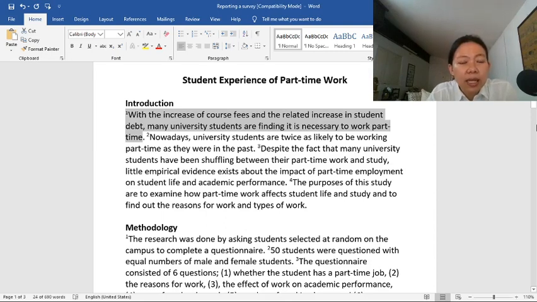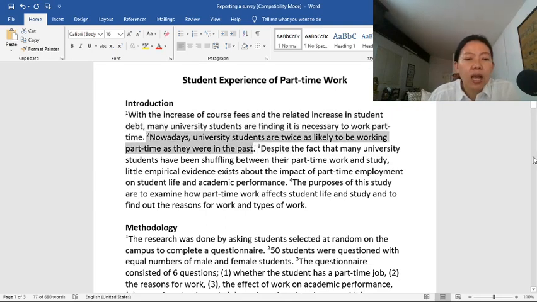And then in the second sentence, "Nowadays, university students are twice as likely to be working part-time as they were in the past." So this sentence compares the number of students who are doing part-time work in the present and in the past. So the first 2 sentences give background information about the research area that the author is interested in.